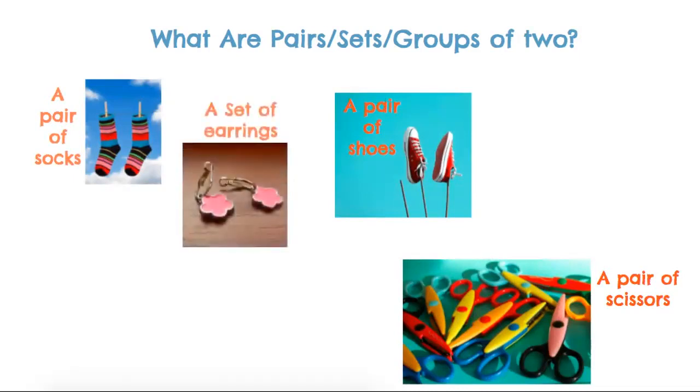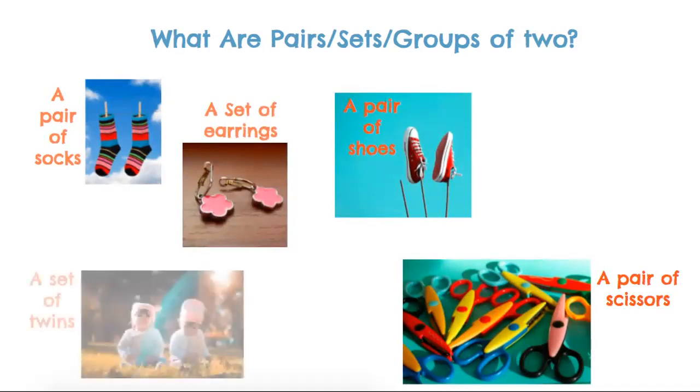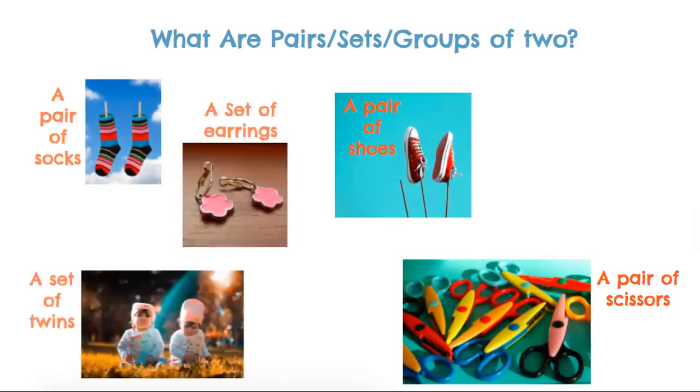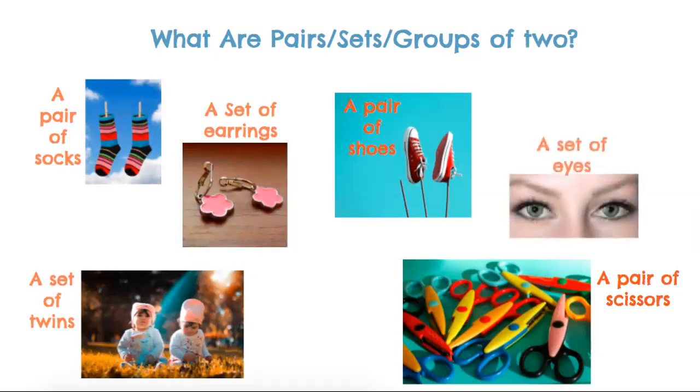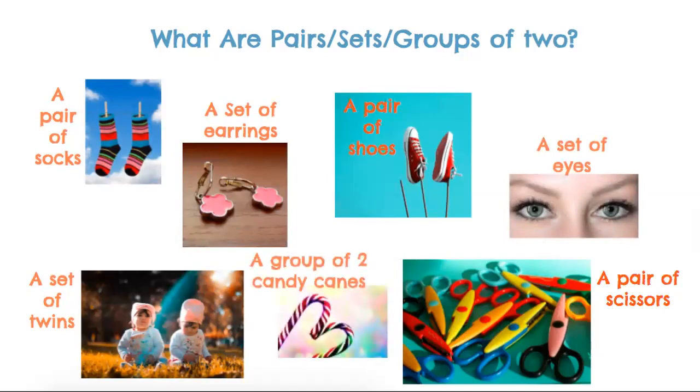Similarly, sets can also be of various sizes, just like groups, but there are certain things that can only be found in sets of twos. For example, a set of twins. Yeah, I know there can be triplets, but this is twins. Twins can only be two. And a set of eyes, a set of earrings, and a group of two candy canes. A group or a set that has two items, numbers, things in it is called a pair. And there are two equals in a set, pair, or group.